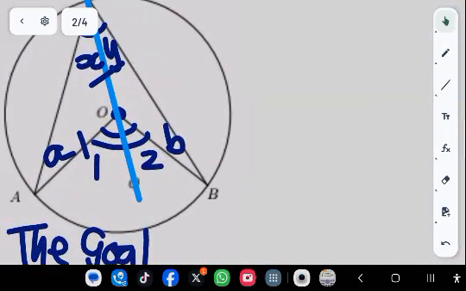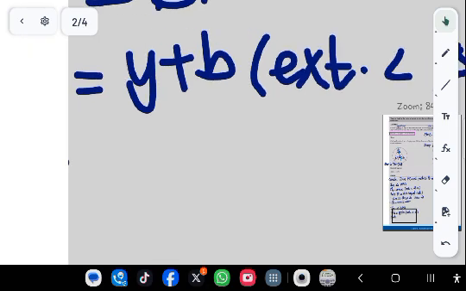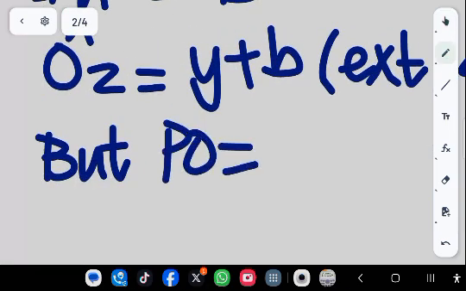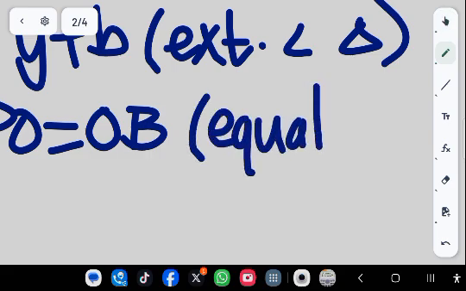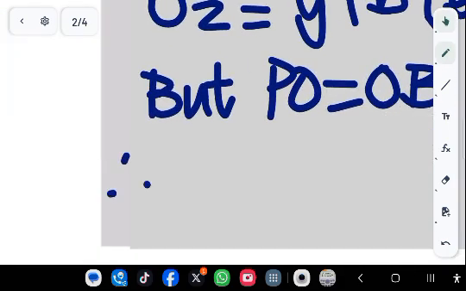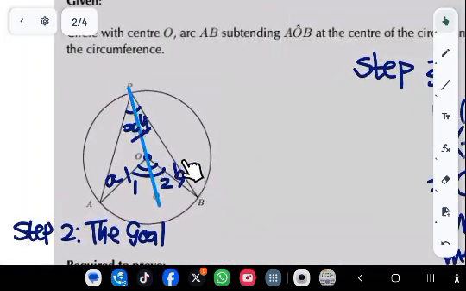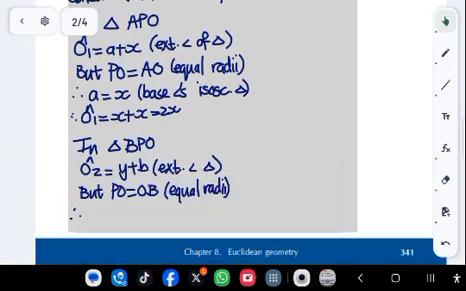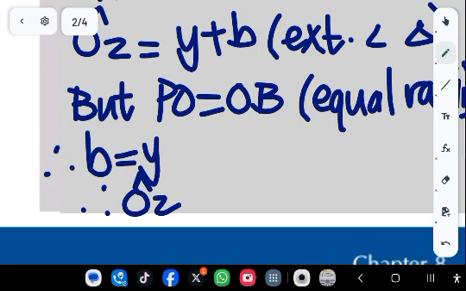But PO equals OB, and the reason is equal radii. Therefore, angle Y equals angle B, base angles of this isosceles triangle PBO. Therefore angle O2 will be equal to Y plus Y, which is 2Y.